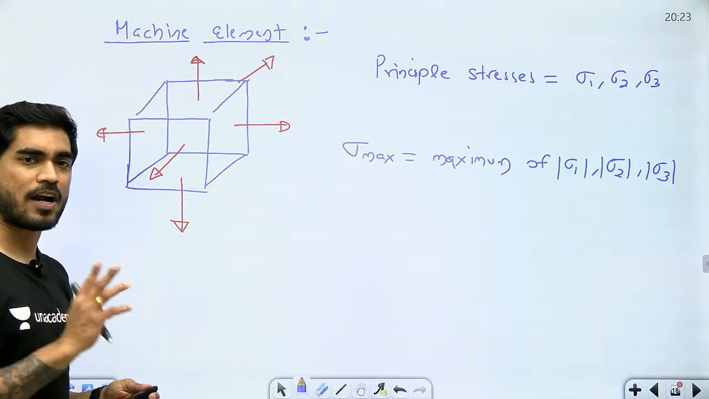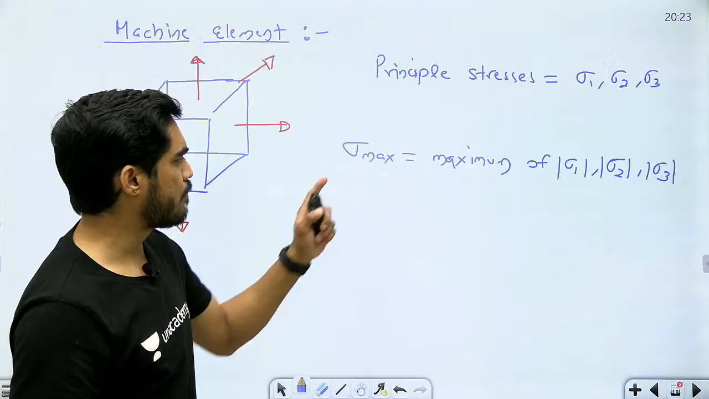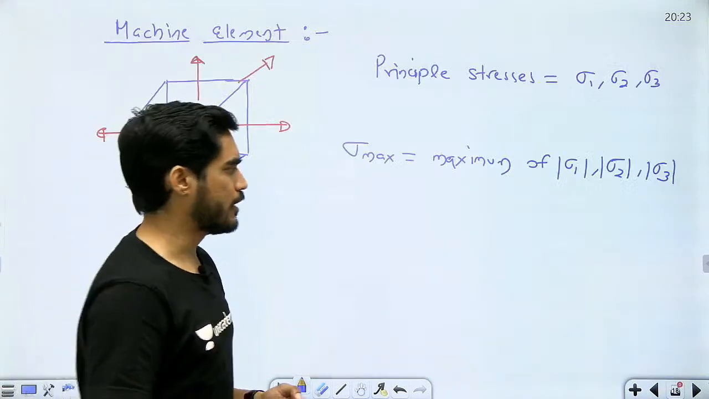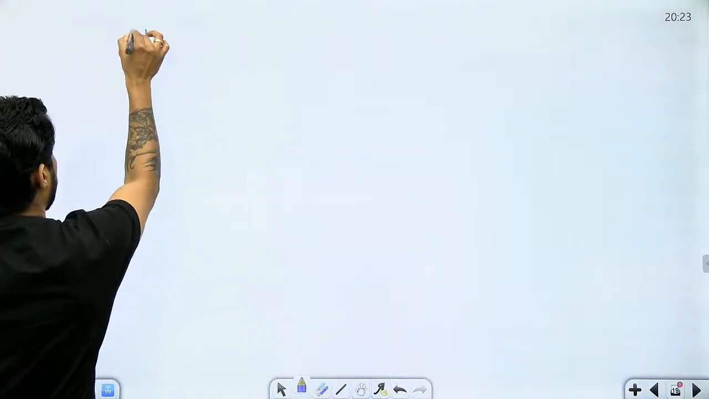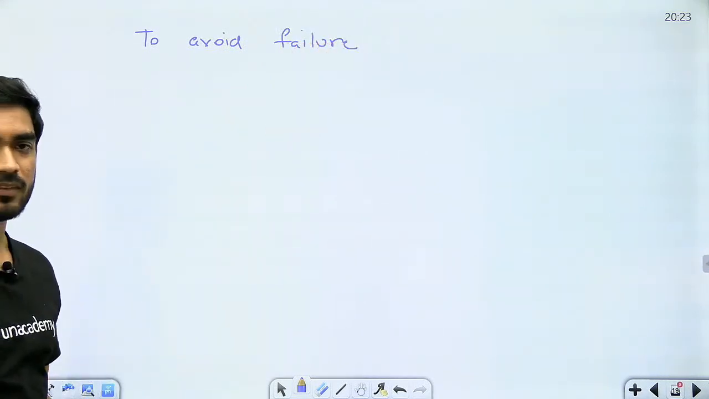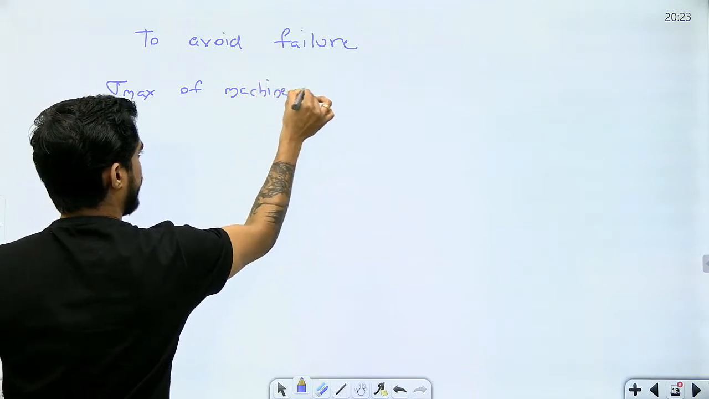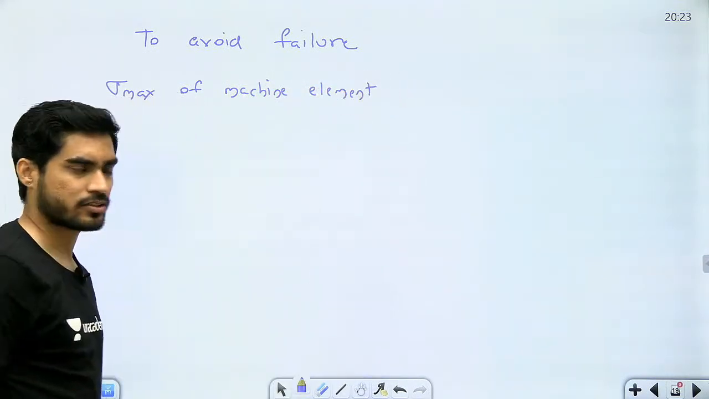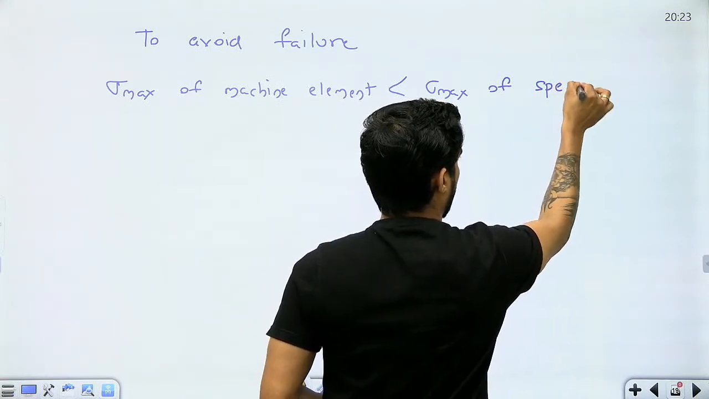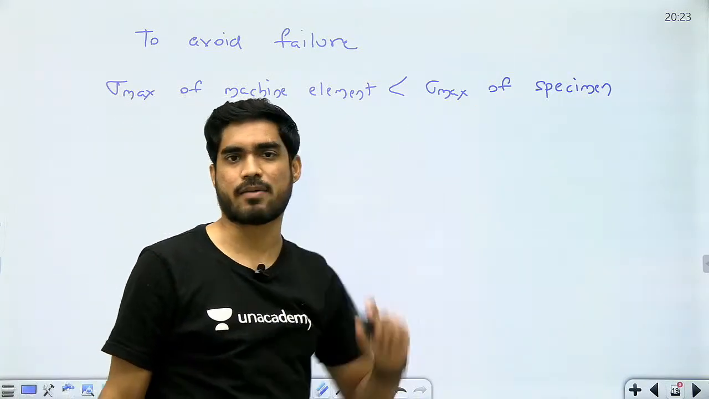Okay, so beta, I have the sigma max of specimen, I have the sigma max of machine element. Now according to this, the machine element is going to fail when sigma maximum of machine element will become equal to sigma max of specimen. So in order to avoid failure, the sigma maximum of machine element, whatever machine element you are designing, should be less than sigma maximum of the specimen, right?